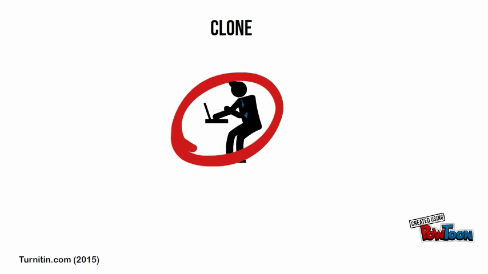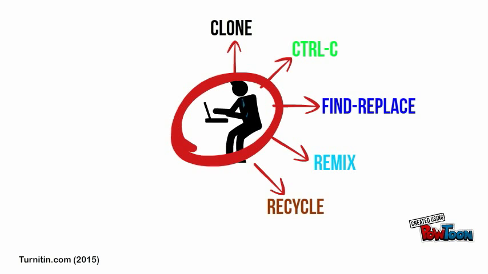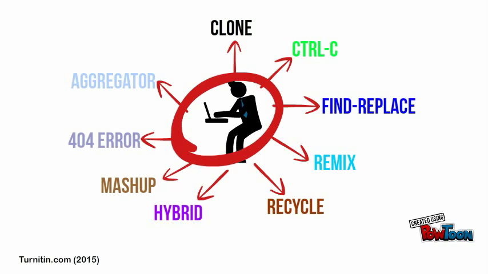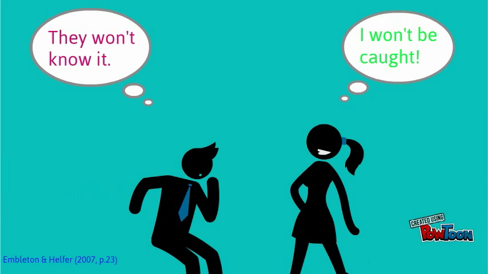10 ways of online plagiarism are clone, or turning in other work exactly as one's own; Control-C, or copying parts of text from others' work; find replace, or changing keywords with essential things intact; remix, or paraphrases from different materials pieced together; recycle, or self-plagiarism; hybrid, or using other texts with and without citations; mashup, or combining copied text from different sources; 404 error, or containing false unsearchable citations; aggregator, or containing appropriate citations but without originality; and retweet, or containing appropriate citations but using almost identical original wording and forms. Students commit online plagiarism because they think their teachers will not know it.